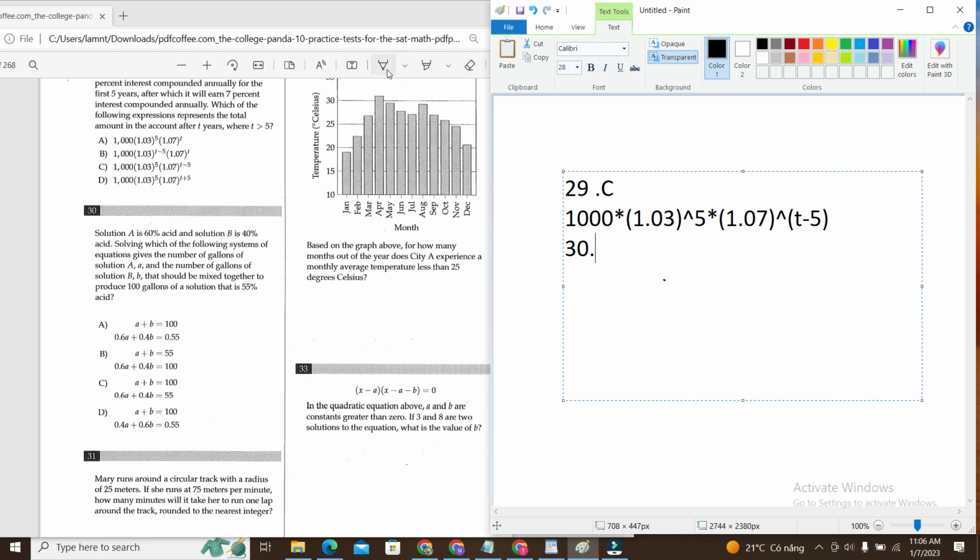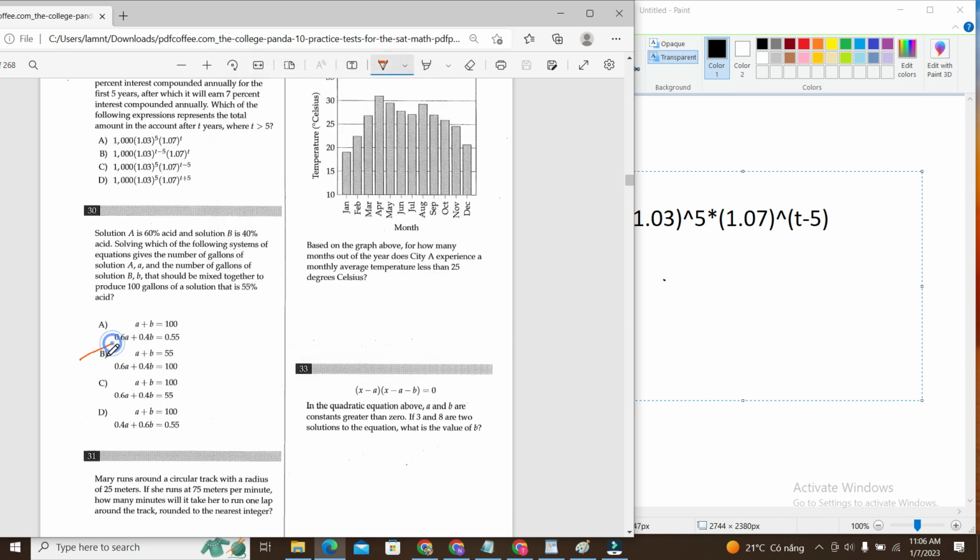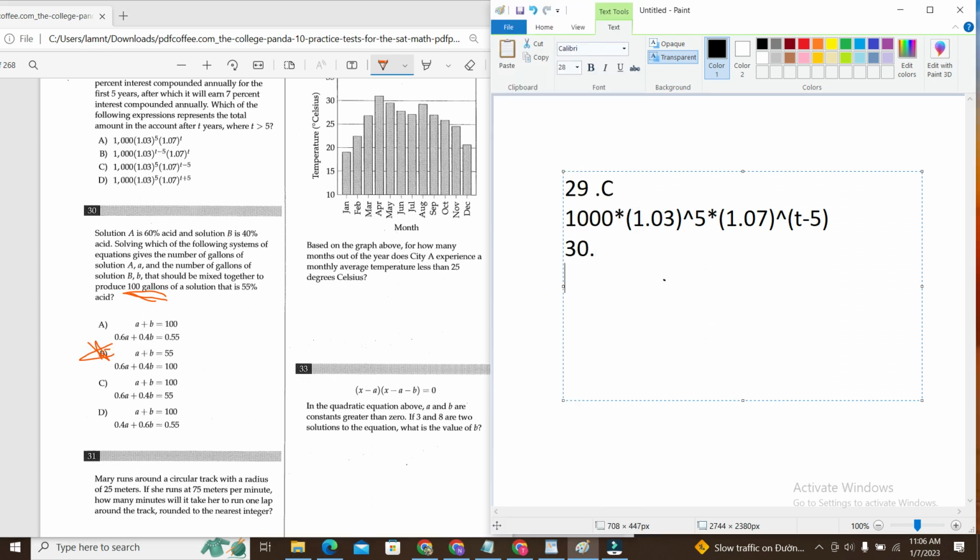So therefore we can cross out B here, because A plus B has to be 100. So 100 gallons, A plus B must be 100. We cross out B. Okay, so we have the first equation: A plus B is 100.